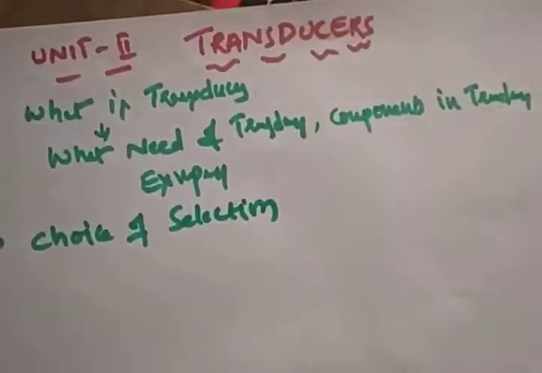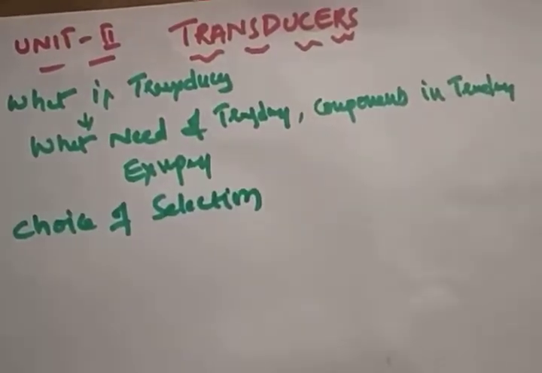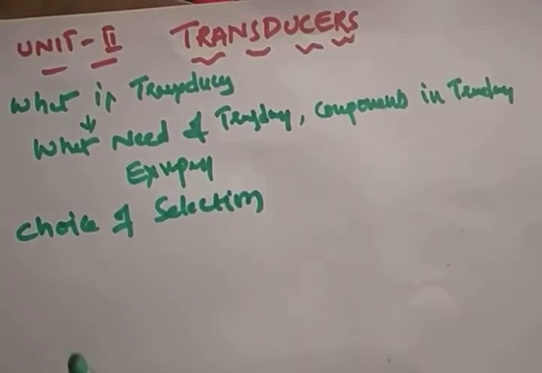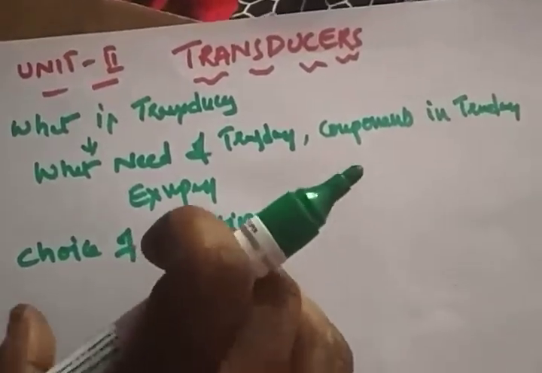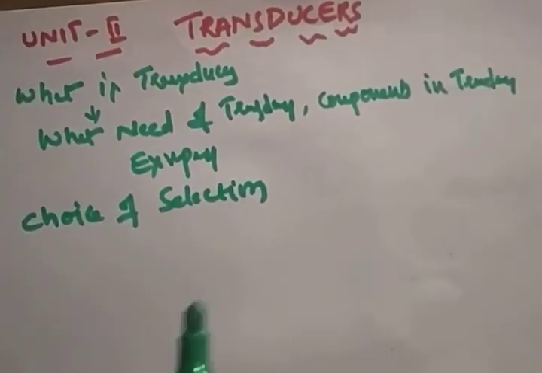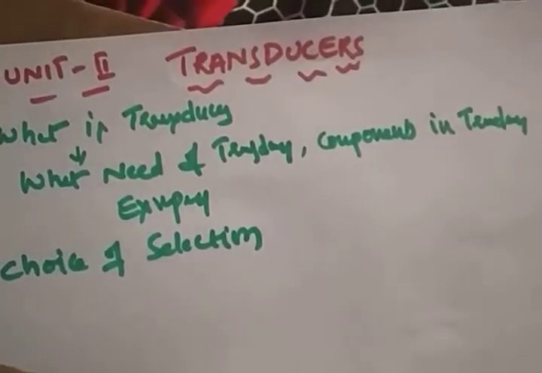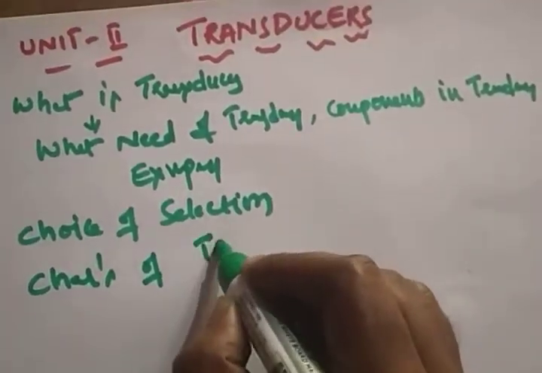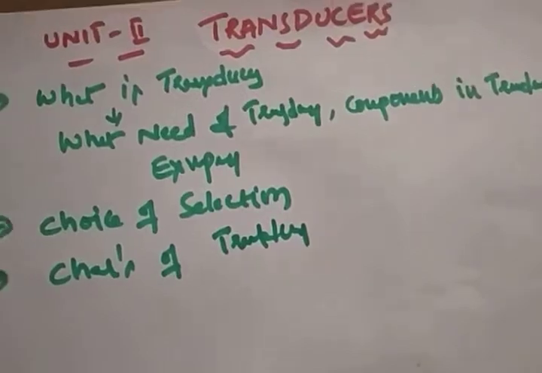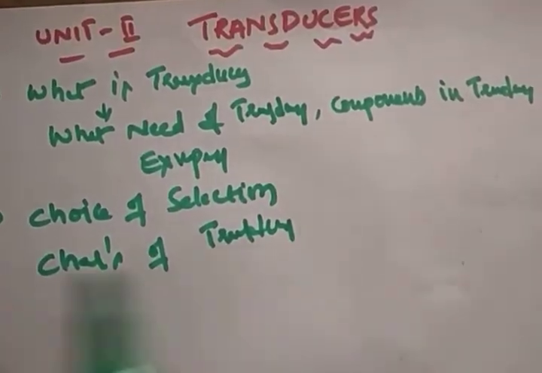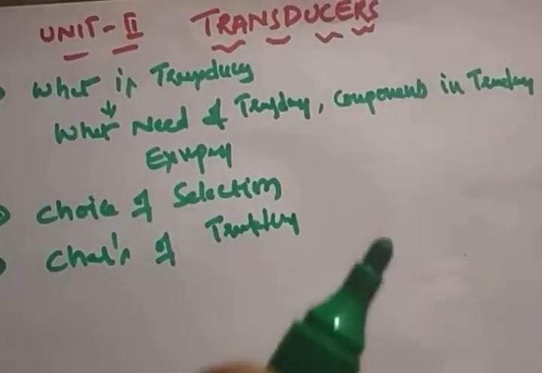Which transducer are we going to select for an instrument? Which transducer are we going to take to do the instruments, to do the readings? That is nothing but choice of selection, which has some rules. From this we have to take the transducers only for the need of measurements, right? After that, characteristics of transducers. What are the different types of characteristics? Each and every instrument has characteristics, which we discussed. Like that, every transducer also has some characteristics.